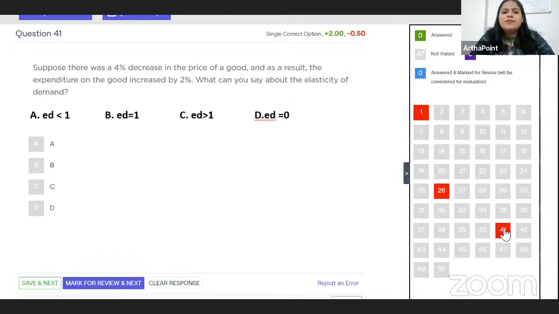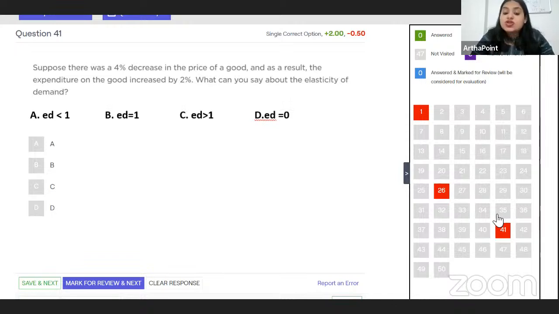Let's read one question and try to do it now itself. Suppose there was a 4% decrease in price, and as a result, expenditure increased by 2%. So beta, we know that price and expenditure are moving in opposite directions. Price is decreasing and expenditure is increasing. So using the total revenue method, you should know what the condition is when price and expenditure move in the opposite direction.